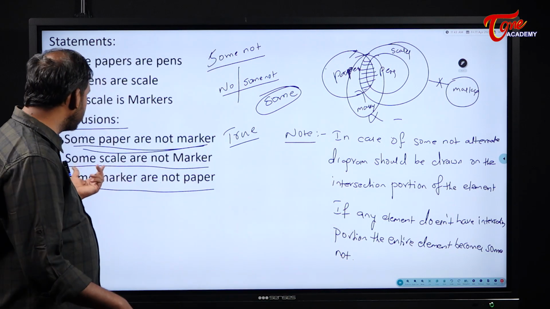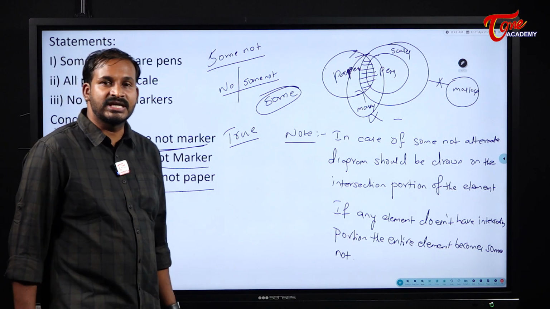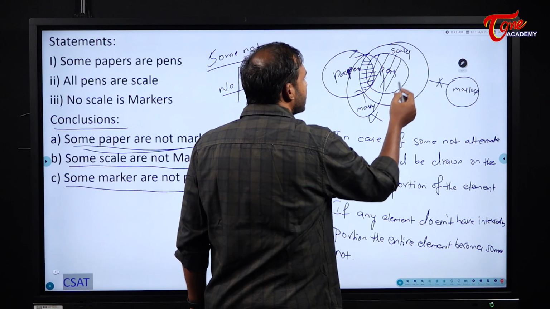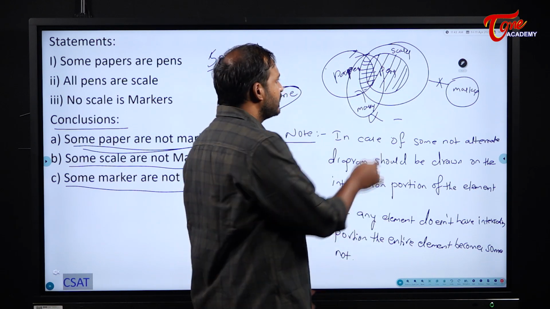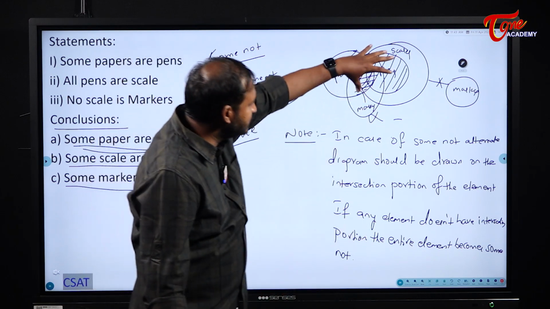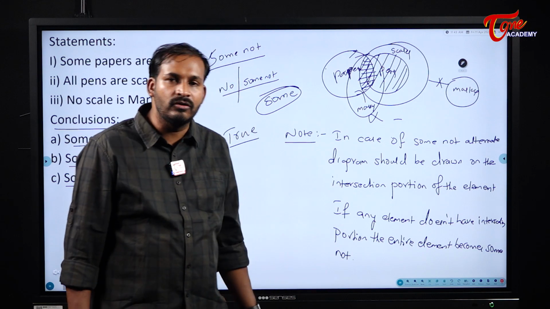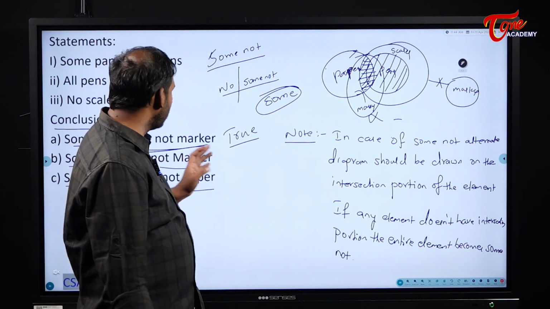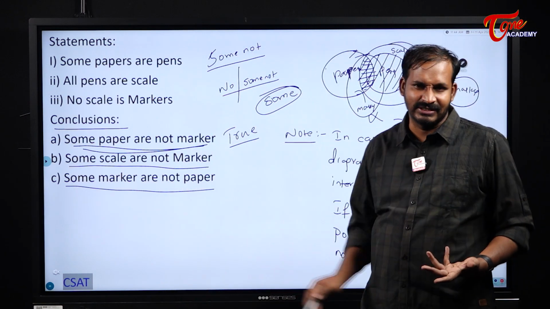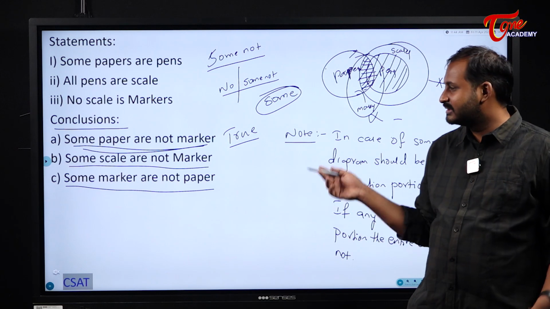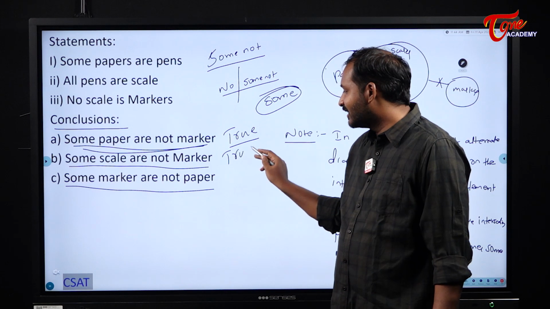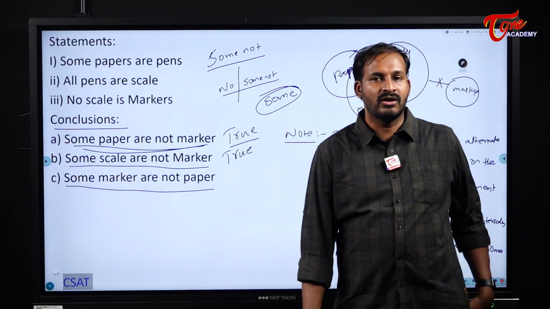Now come to my second conclusion. Some scale are not marker. What is the some scale portion here? This is the some scale portion. Why? Because pens are completely intersected on scales. Now according to the basic diagram, is this intersection portion intersecting with marker? No, it is not. So that is true. Now I will try to draw the marker with scale. That is directly contradicting my given statement, so no need to check anything else. Some scale are not marker. Yes, that is also true, because I cannot draw the scales with marker.